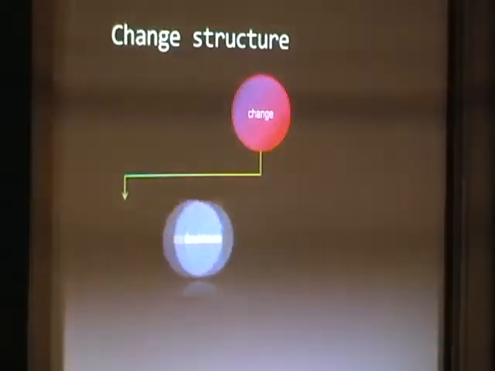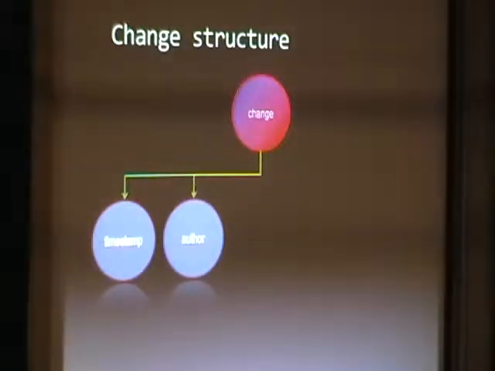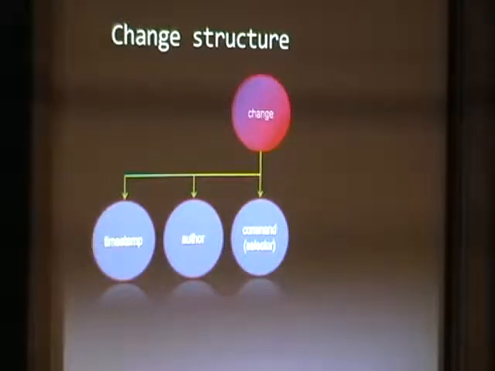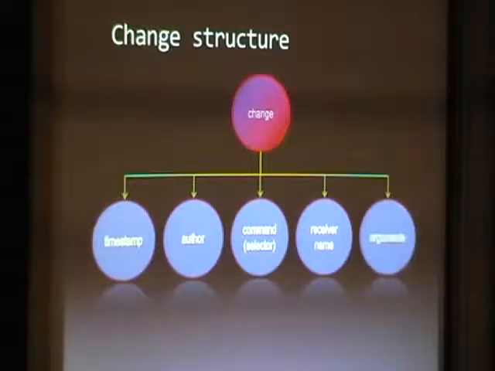Let's see the structure of a change. Here we need something more elaborate because there are thousands of changes, so we have to pay attention to the structure of how we are going to capture every change. A change is essentially a message with some more information. It has a timestamp because it's good to know when the changes happen. It has an author, the selector of the message, the name of the receiver, and not the receiver itself because we want to transform this into text, and the argument.